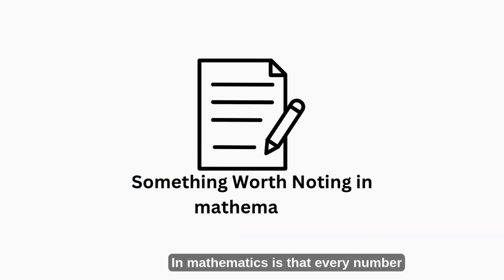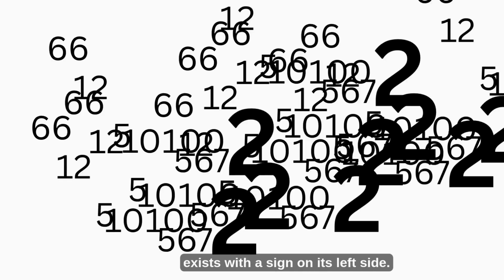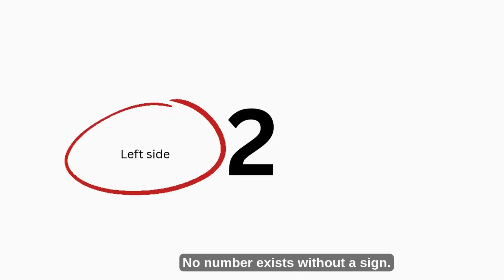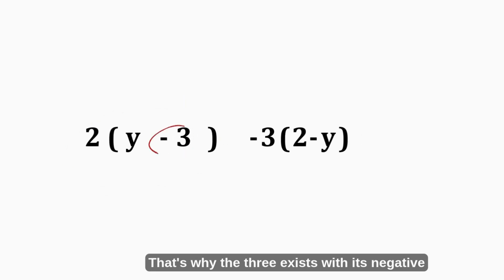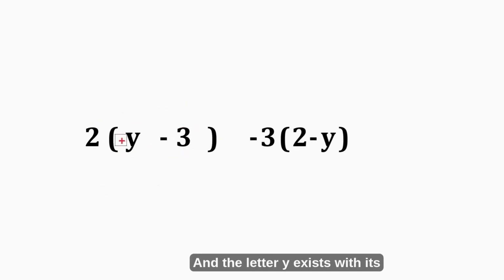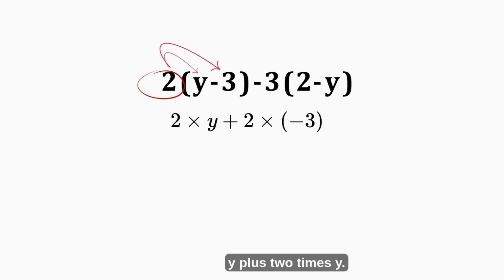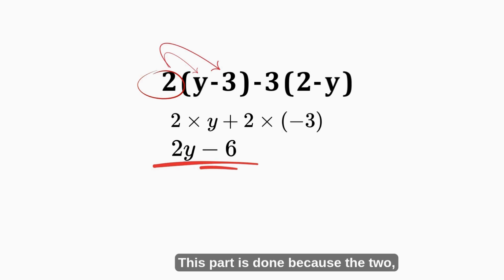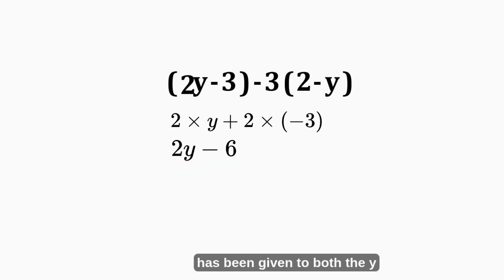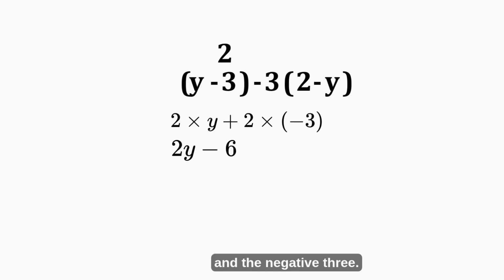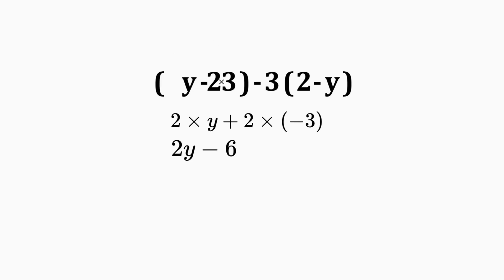Something worth noting in mathematics is that every number exists with a sign on its left side. No number exists without a sign. That's why the 3 exists with its negative sign, and the letter y exists with its positive sign. In our scenario, we said these signs are the characteristics of the boy and the girl. I digress. To continue, what we're going to have is 2 times y plus 2 times negative 3. And further, we are going to have 2y minus 6. This part is done because the 2, which is like the 2 cars from the opportunity giver, has been given to both the y and the negative 3. And it ends there. Nothing else can be done.